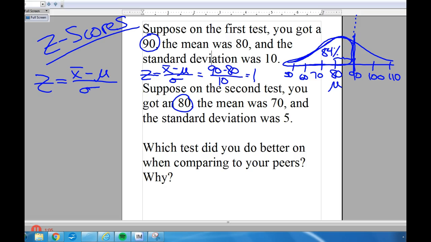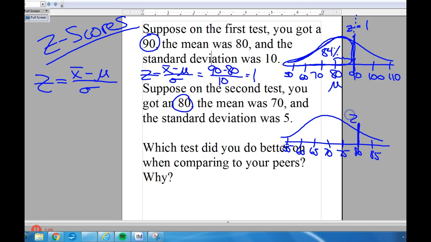But look at the same thing down here. Now the mean was 70, and my standard deviation is 5, and I got an 80. So now I'm there. I should have written this up here: this is z equals 1. I wrote the z-score. That tells me I'm 1 standard deviation above the mean.